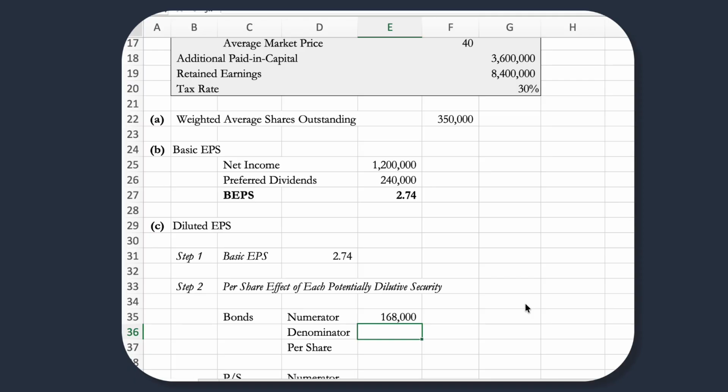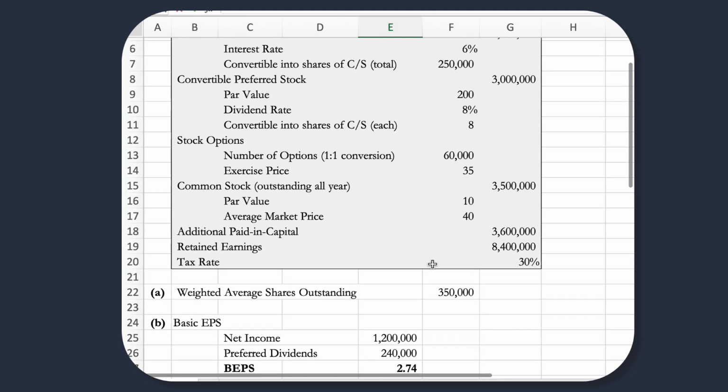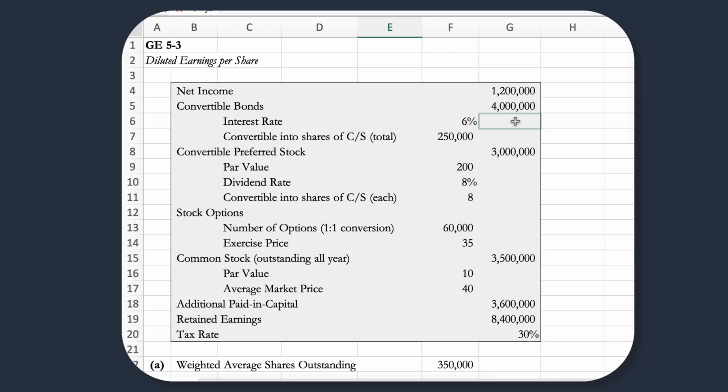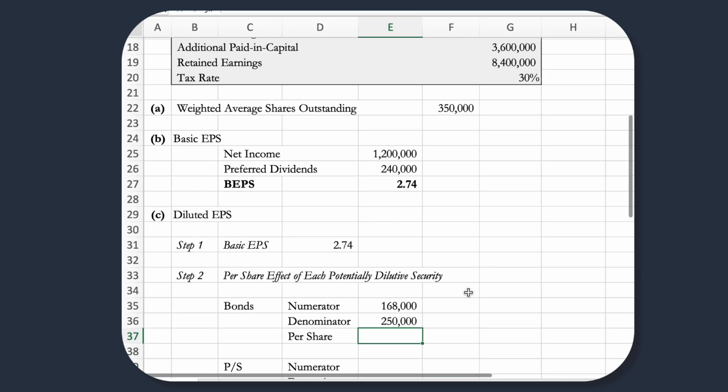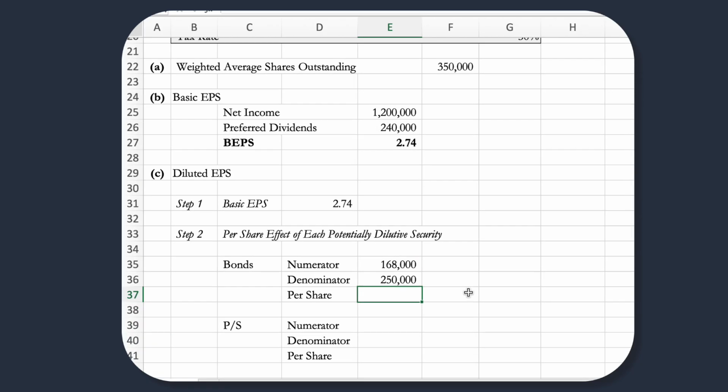Now I need to know how many new shares of stock would be outstanding. Remember, my denominator is 350,000 right now. And if all of these bonds were converted into common shares, I would have more shares outstanding. So let's look at how many more shares. There are $4 million worth of bonds. They are convertible into 250,000 shares, and they've given us that number. We don't have to do any calculations. Sometimes you will have to do calculations, but they've given us the number of 250,000 shares that would be outstanding. So that is our numerator and our denominator effect.